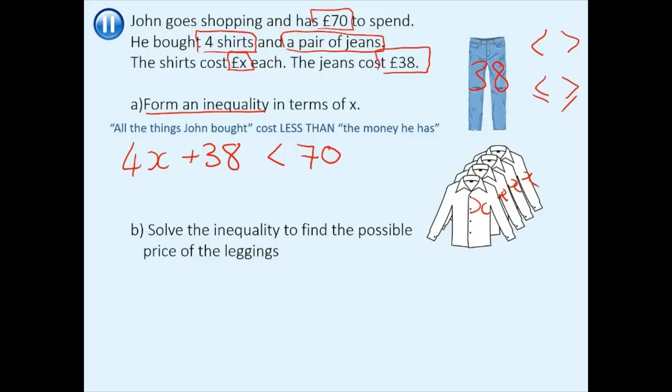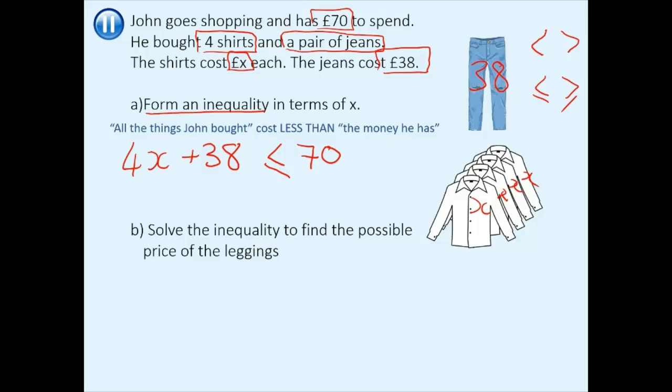He has £70. Now, when you go shopping, you can spend up to the amount you have. In this case, he has £70. So he must have spent less than or exactly £70. Okay, so I can have the equals in there as well, like that. Then I would solve. Then that's the first part done.